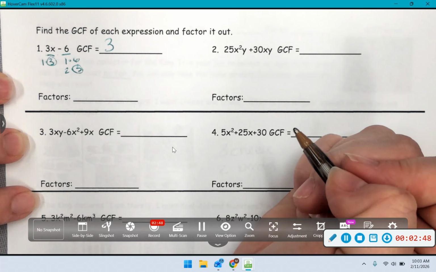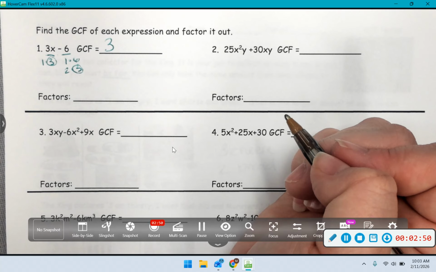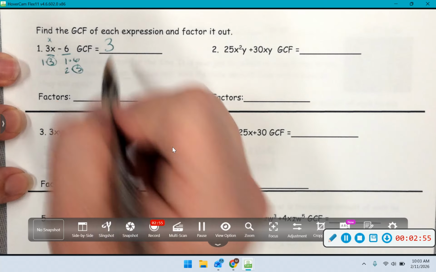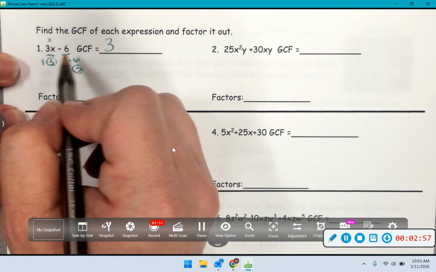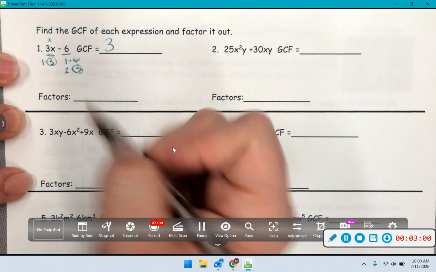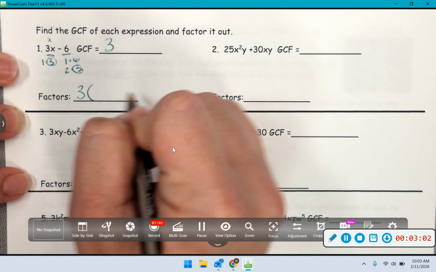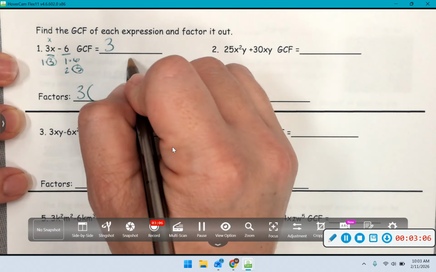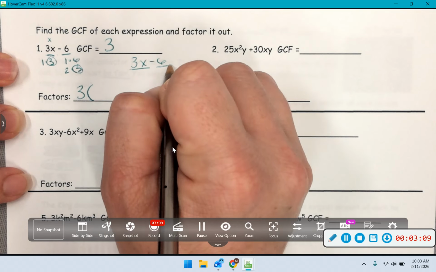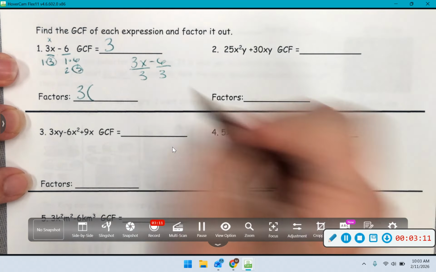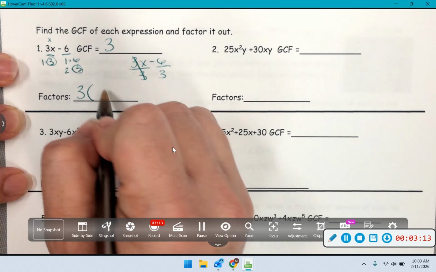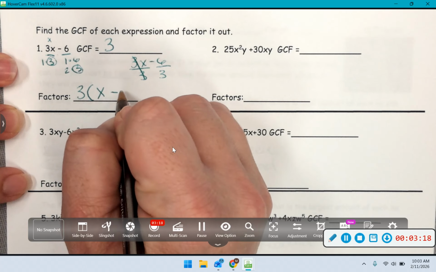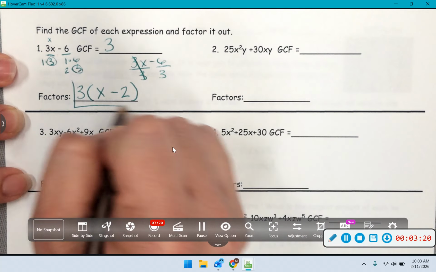That's kind of the same concept as the front, except now with numbers. And then with letters, this one has an x and this one doesn't. So I can't take an x away because they both don't have an x. I can't take an x from something that doesn't have an x. So 3 is my GCF. Factors is what multiplies to give us that. To find my factors, I have to divide. So 3x minus 6, I have to divide both terms by my GCF. What's left over goes back in the parentheses. So x, and then negative 6 divided by 3 is negative 2. So here's my factors.